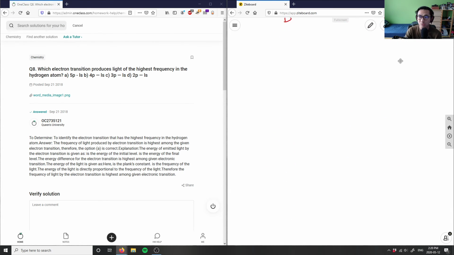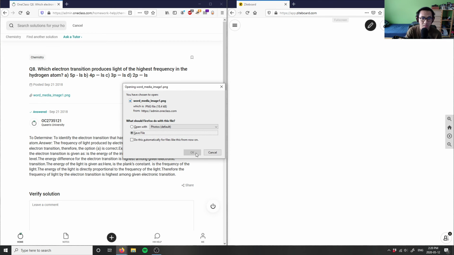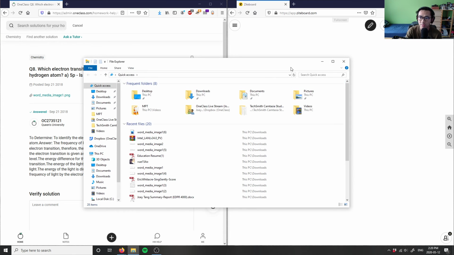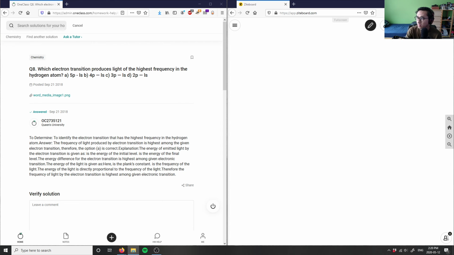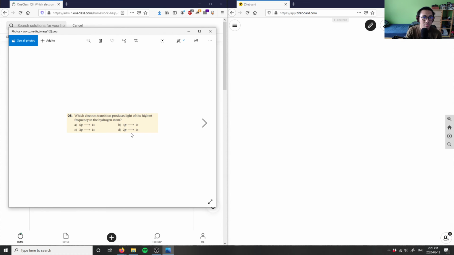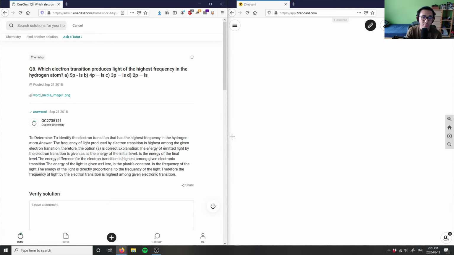Okay, number 3 is asking us which electron transition produces light of the greatest frequency in the hydrogen atom. So I don't know what this 1S here stands for. Maybe I'll click this image to download and see if there's a better explanation. Just give me a second. Oh, it's 2 to 1s. Okay, so it's not LS. That makes sense. So it's 2 back to the ground state. I thought it was talking about LS, so this is actually a 1 here. Okay, so let's click 3.